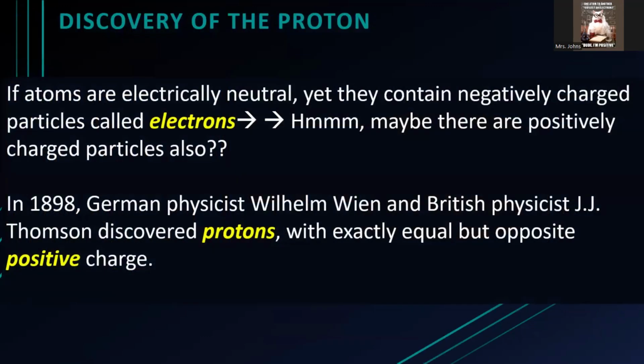Next was the discovery of the proton. So if atoms are electrically neutral, yet they contain negatively charged particles called electrons, maybe there are positively charged particles also. So that's what they were thinking. In 1898, a German physicist, Wilhelm Wien, and British physicist J.J. Thomson discovered protons. The protons turned out to have exactly equal but opposite positive charge as the electrons did. So one proton is positive and one electron is negative, and they cancel each other out because they have exactly the same equal and opposite charges.